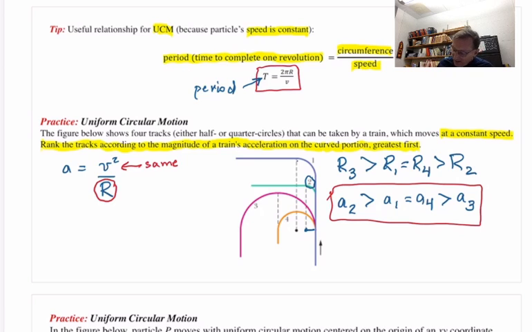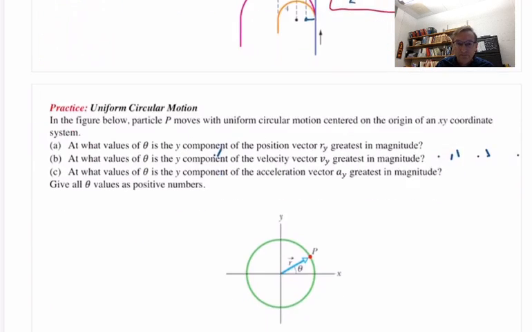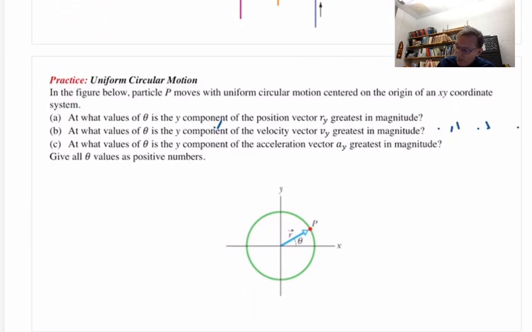Okay, so the last thing on this video is to give you a class engagement exercise to do where you can type in your answers on Blackboard. Okay? All right, let me explain what I want you to do. In this figure, we have a particle P. You can see it there, the red dot, and it's labeled P. And it moves with uniform circular motion in the circle. The circle is drawn in green. You can see that it's centered on the origin of an XY coordinate system. So we actually put the circle at the origin of an XY coordinate system.